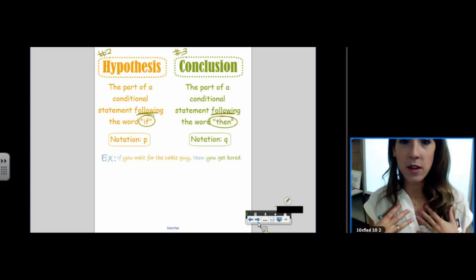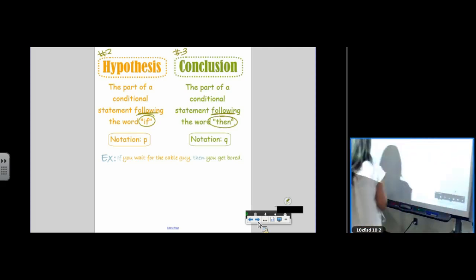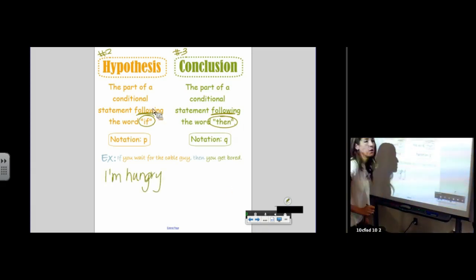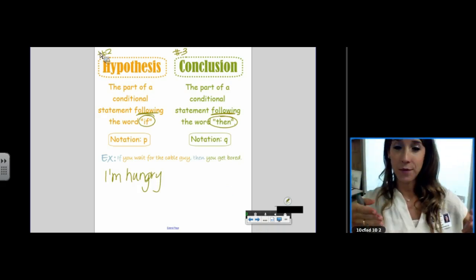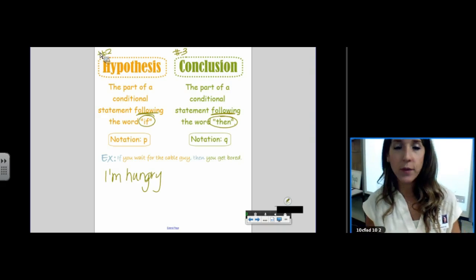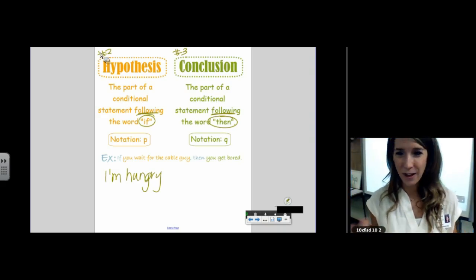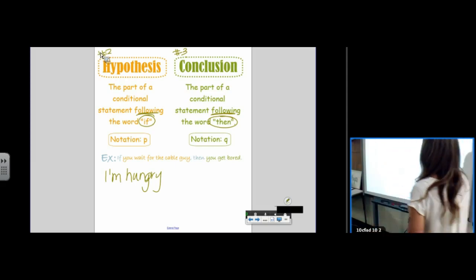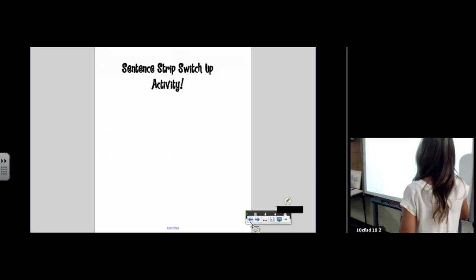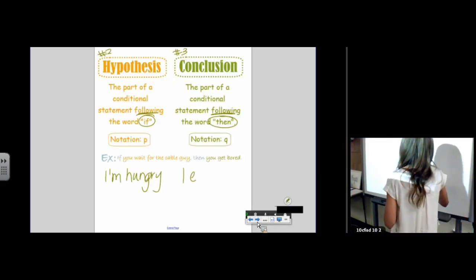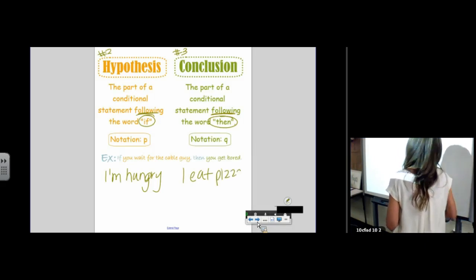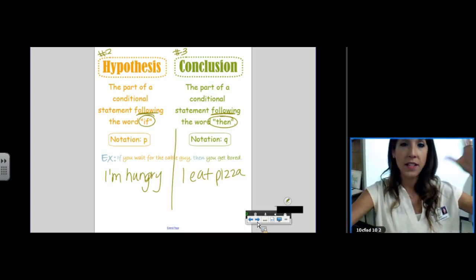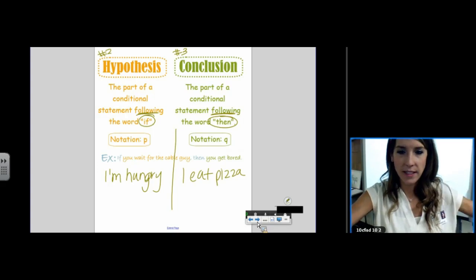So in our example, our hypothesis is, I'm hungry. Notice how I didn't put the word if. It's what comes after the if. So everyone in your example for number 2 put, I'm hungry. In the example for number 3, put, I eat pizza. You don't put the then. These are separate. So hypothesis, I'm hungry. Conclusion, I eat pizza.